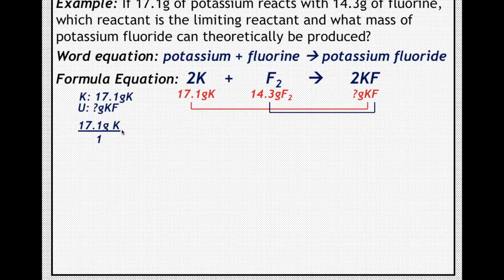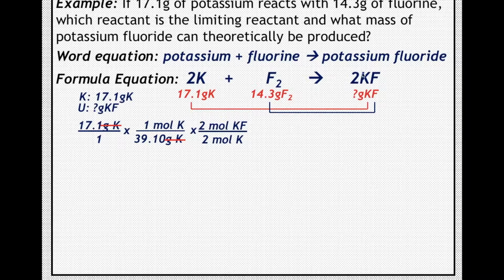All right, so our known is 17.1 grams of potassium. We write it down because it's our known. We need to convert to moles, okay? So we just grab this mass off the periodic table. That's how much it weighs per mole. So that's just a conversion. It's not a mole to mole ratio. Then we need to do our mole to mole ratio.